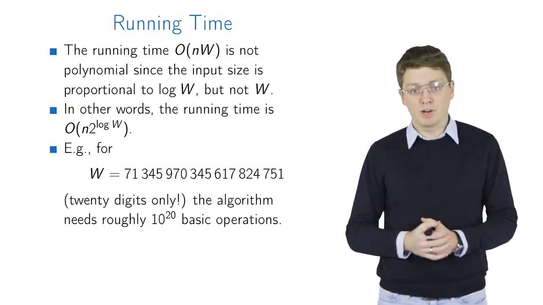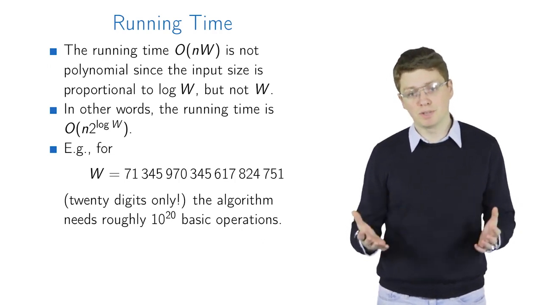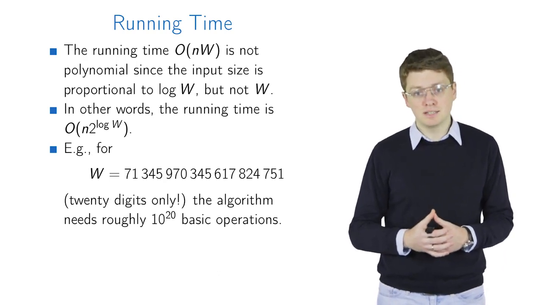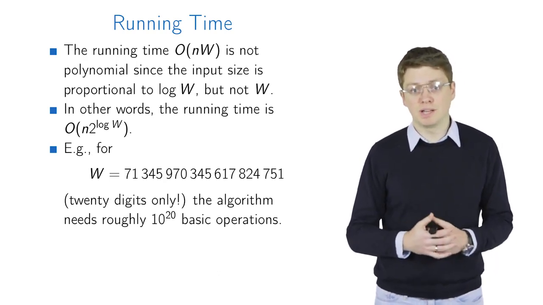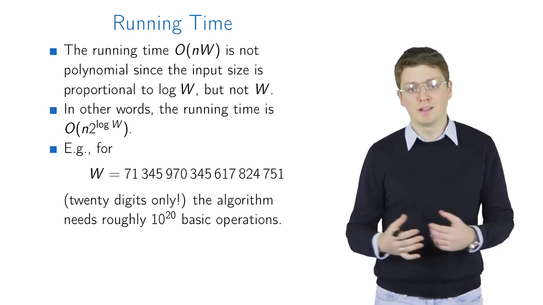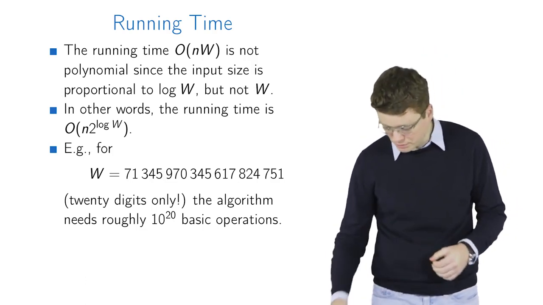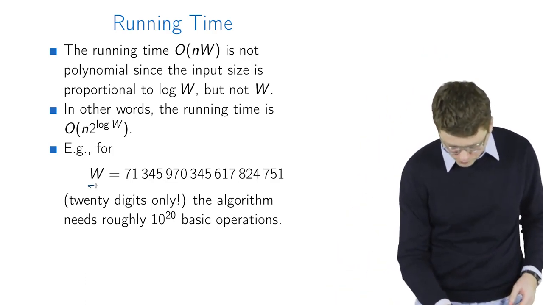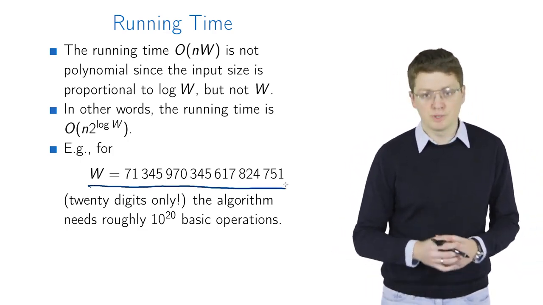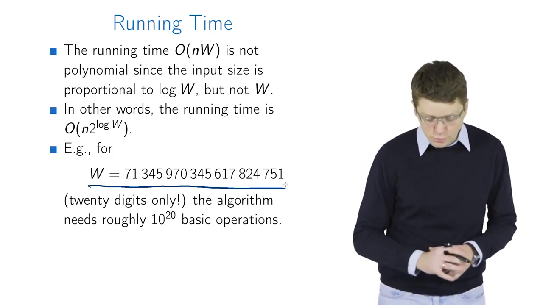The final remark of this lesson is about the running time. As you remember, the running time of both algorithms that we designed in this lesson was big O of n multiplied by W. And this running time looks like polynomial. However, it is not, and this is why. Consider, for example, the following input. Assume that the total weight of the knapsack is as shown on the slide. This is a very huge number, roughly 10 to the 20.